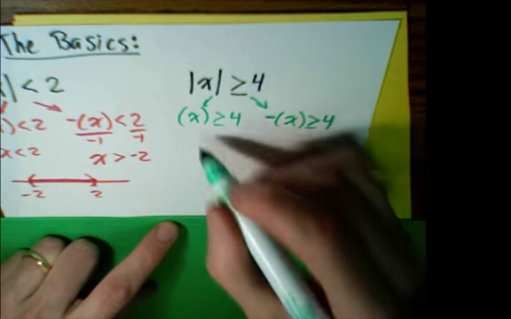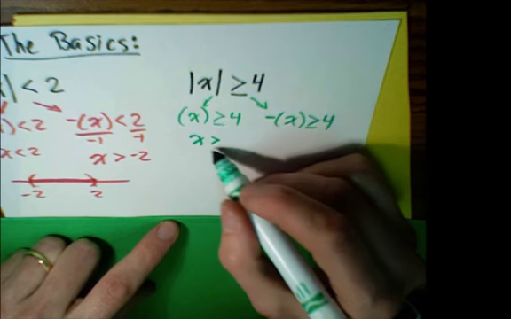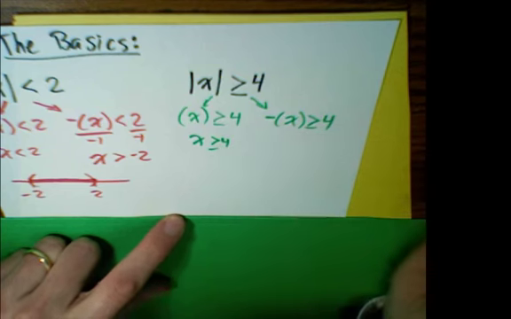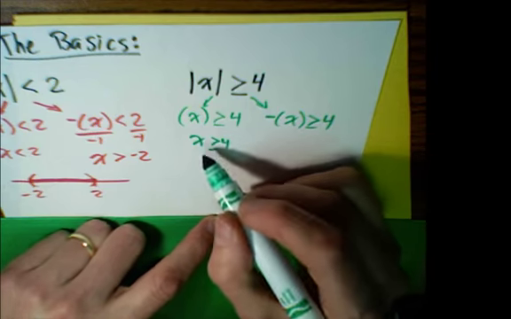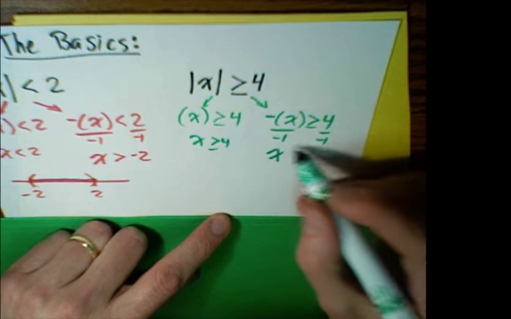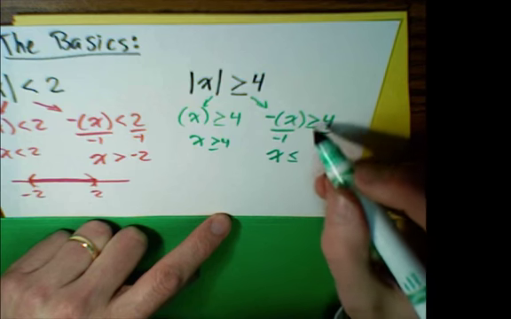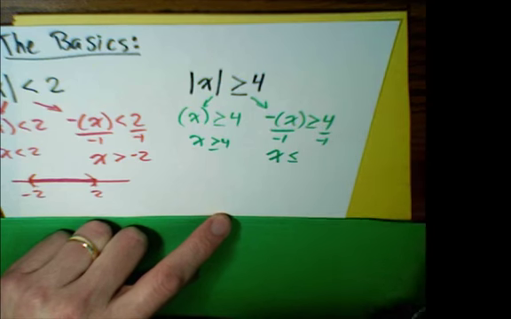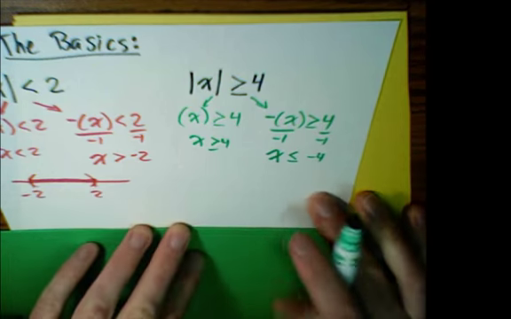And so we're going to, again, this is just the absolute value is greater than or equal to, x is greater than or equal to 4. That's going to be pretty basic. Here we have to divide both sides by -1, and we get x is less than or equal to, remember we reverse the inequality symbol, -4.